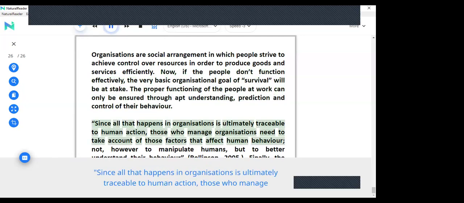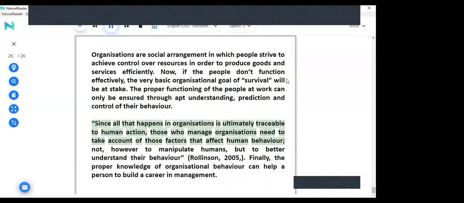Since all that happens in organizations is ultimately traceable to human action, those who manage organizations need to take account of those factors that affect human behavior. Not, however, to manipulate humans, but to better understand their behavior. Rawlinson, 2005. Finally, the proper knowledge of organizational behavior can help a person to build a career in management.